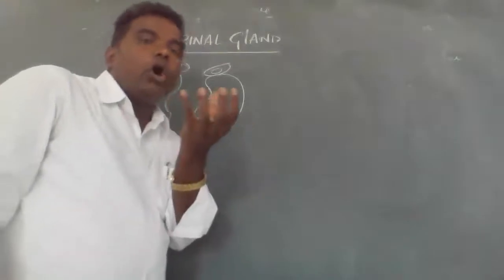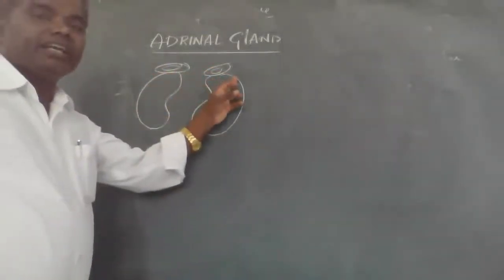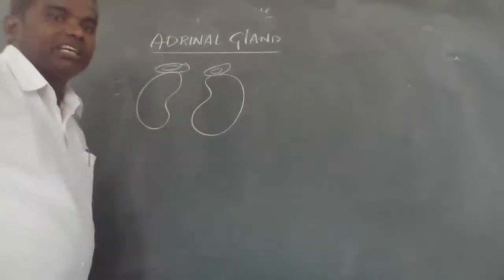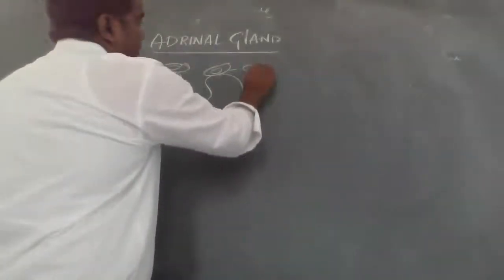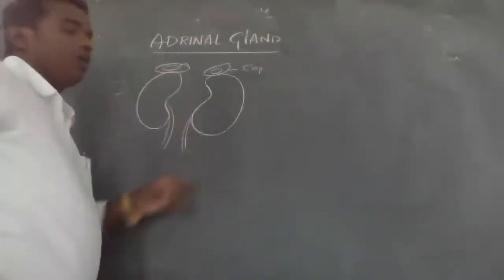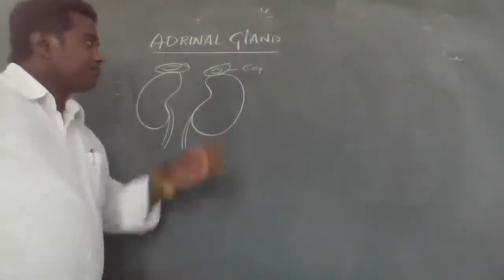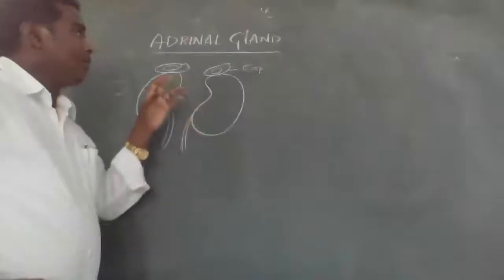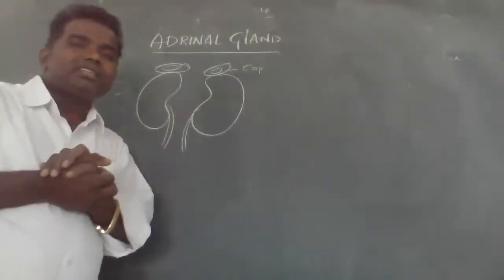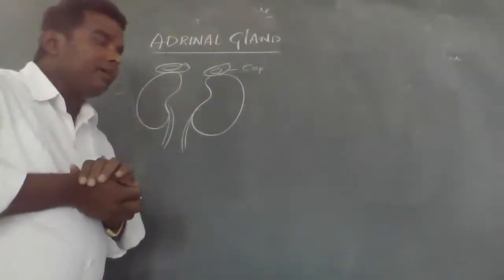The adrenal gland is located at the top of the kidney. It looks like a cap-like structure, located on the kidney. That's why it's called the adrenal gland. These adrenal glands do very important things.